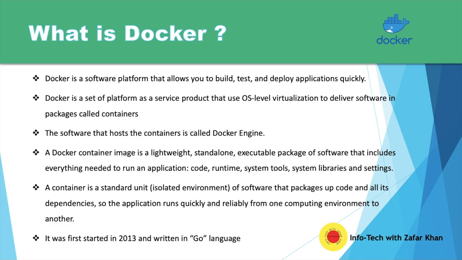The software that hosts containers is called Docker Engine. A Docker container image is lightweight. What is lightweight? Basically, lightweight means containers are a low-overhead, isolated mechanism for running applications. A Docker container can use one machine, share its kernel, and virtualize the operating system to run more isolated processes. And that is why Docker containers are lightweight.